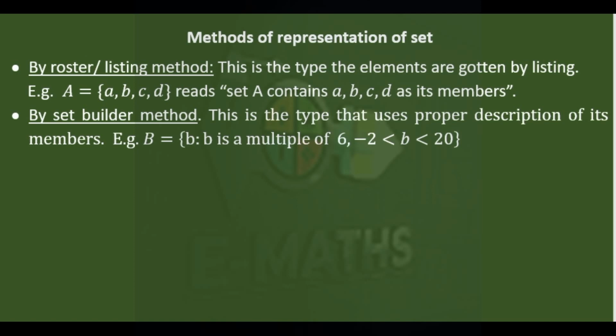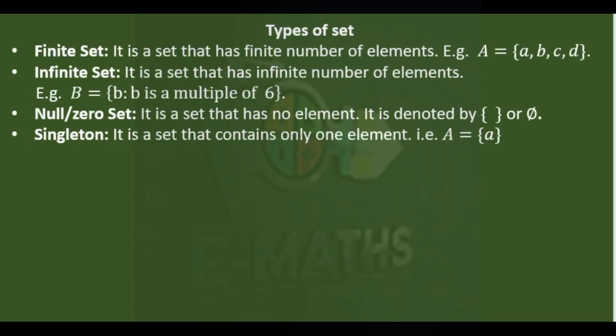The next one, types of sets. Under types of sets, we have finite set. That's a set whose elements you can list, that has a finite number, as you can see, a, b, c, d. You can list it. Infinite set is the one you cannot list, that has an infinite number of elements, like this, B is a multiple of 6. We have a lot of numbers that are multiples of 6.